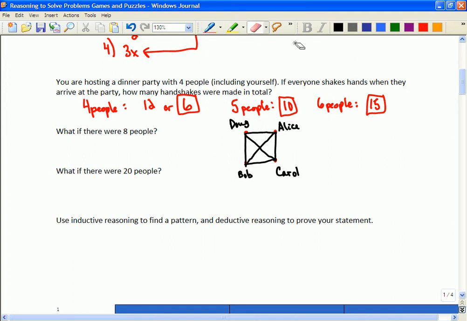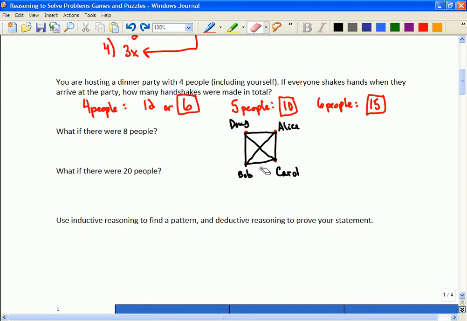Well, Doug shakes hands with 3 people. Let's not count them again. 1, 2, 3. Then Alice shakes hands with 2 people because we've already counted her handshake with Doug. 2. Then the only handshake we haven't counted is between Bob and Carol. 1. So that went 3, 2, 1. Or if you go backwards, 1, 2, 3. So that's Nick's pattern, and I also heard it said on this side of the room too. But it's harder to find that explanation.